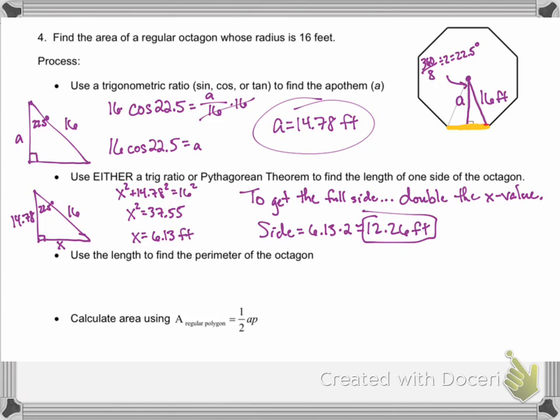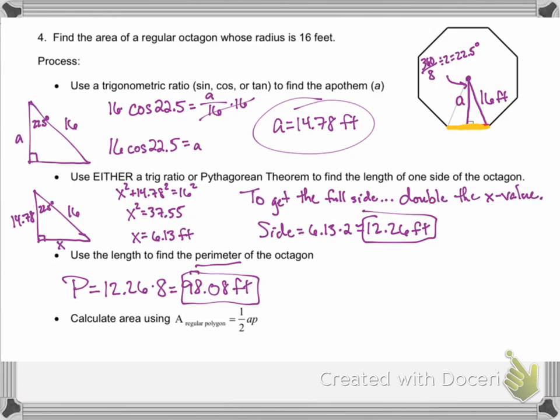So once we get that side, we can now go to the third step, which is use the length to find the perimeter. Well, this step is probably the second easiest out of all of them, because to find the perimeter, if you know one side, multiply by the number of sides that there are. In this case, it's an octagon, and you can see by the picture there's 8 of them. Altogether, it's going to be a perimeter of 98.08 feet.